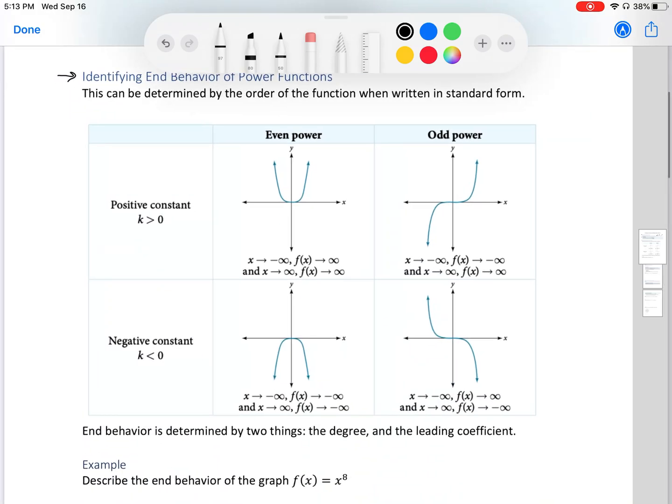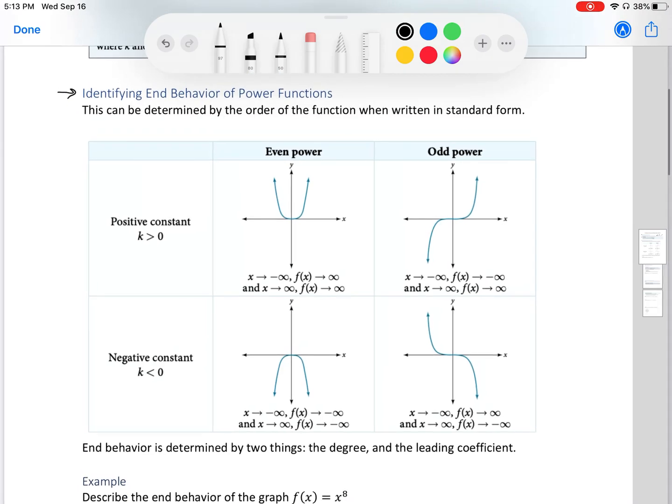Identify the end behavior of power functions. This can be determined by the order of a function when written in standard form. So the end behavior is identified by the power. An even power would be something like x squared, x to the fourth power, x to the sixth power, and so on, meaning my highest exponent is even. Odd power would be something like x cubed, x to the fifth power. That would be an odd power.